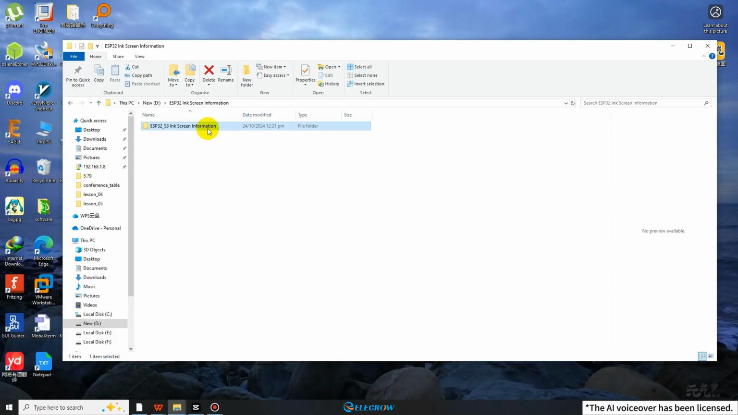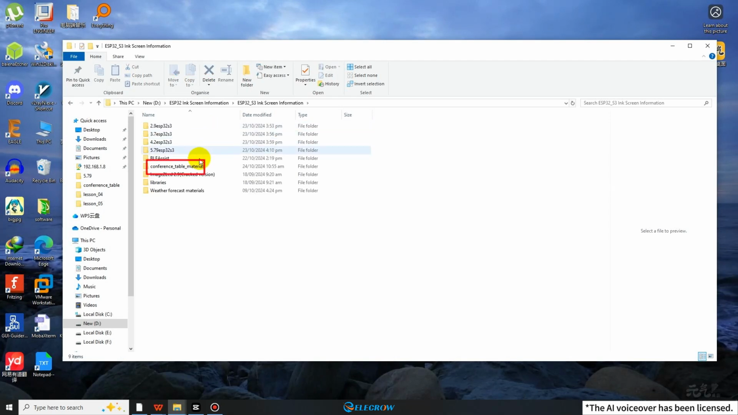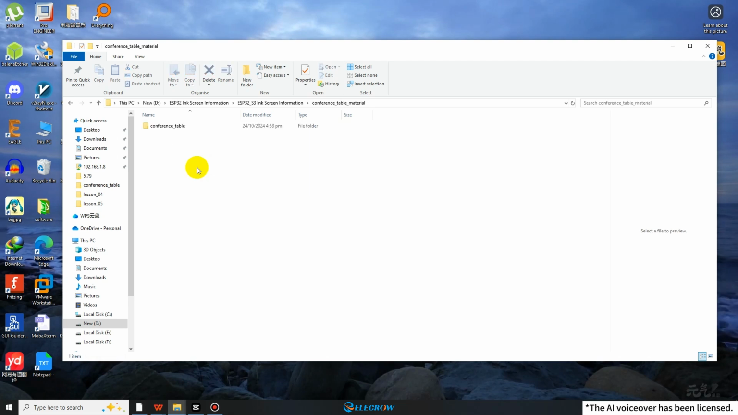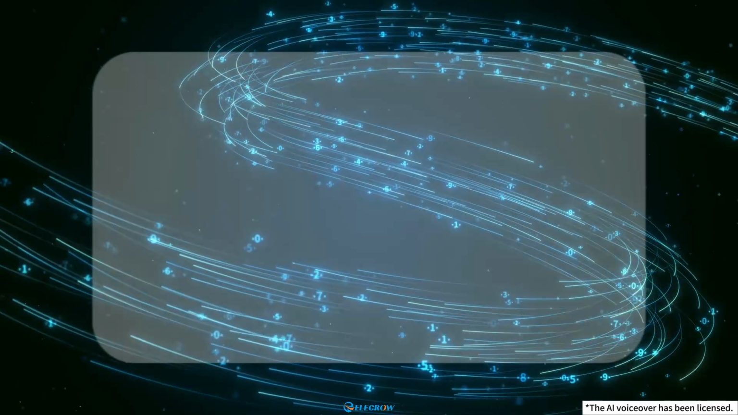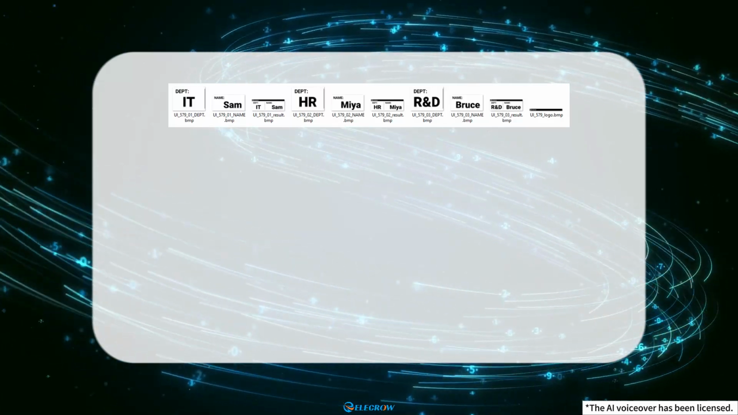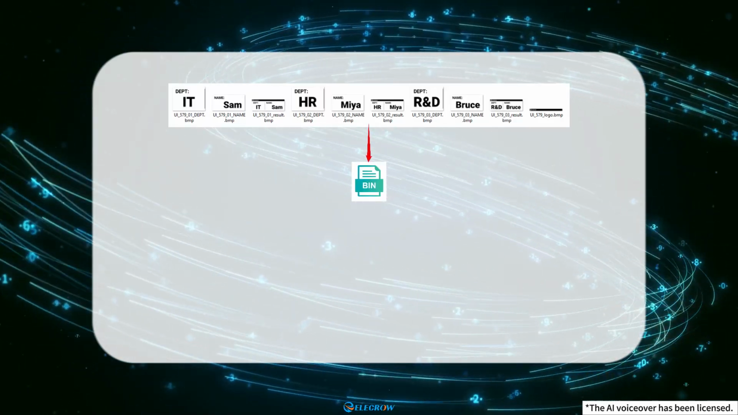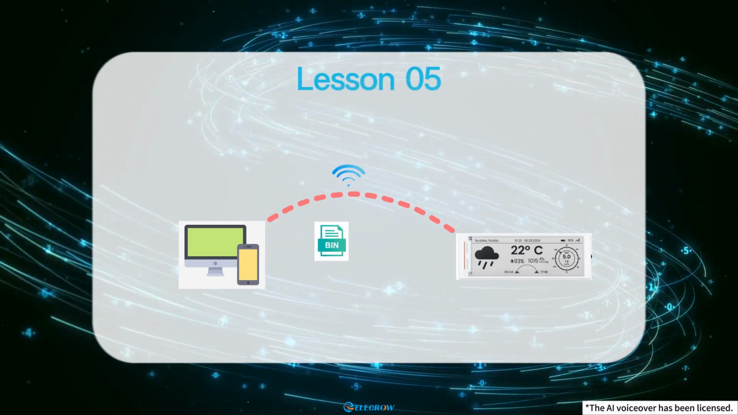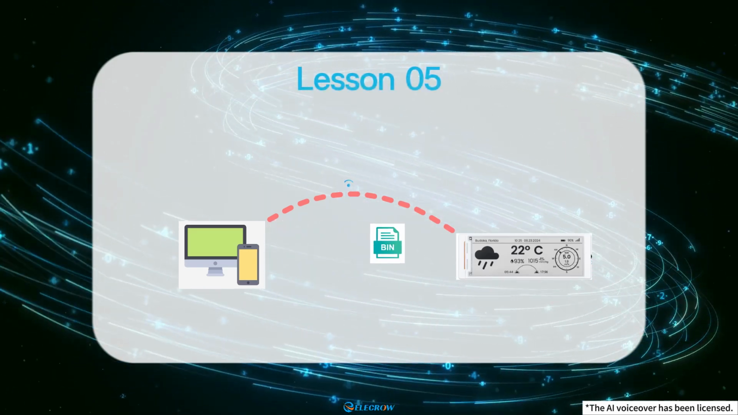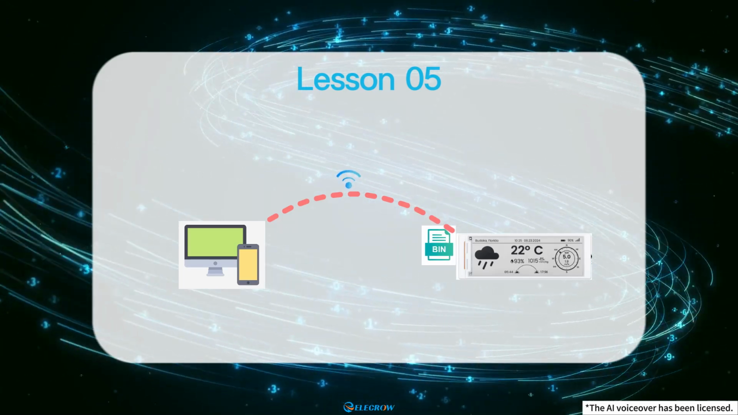After downloading, open the ESP32S3 ink screen information folder, then open the conference table material folder, and finally open the conference table folder. Click 5.79 and you will see all the materials that can be used in this course. Before using these materials, you need to convert them to bin file format. This is because when ESP32 ink screens receive images through WiFi, they need to be transmitted in bin file format.